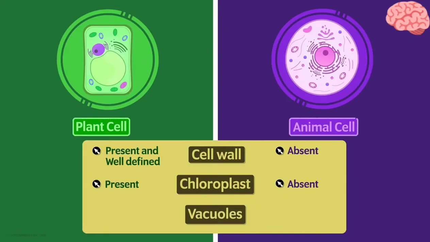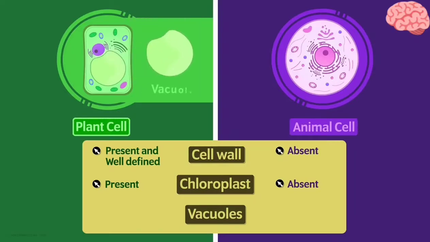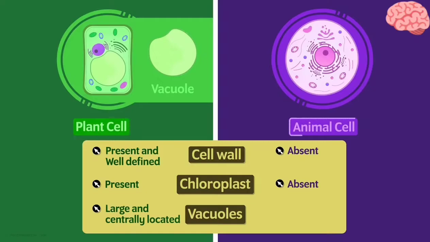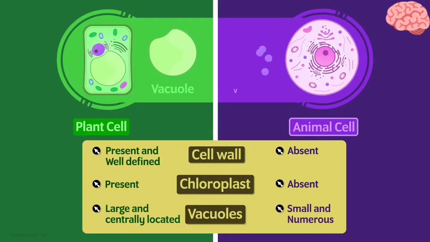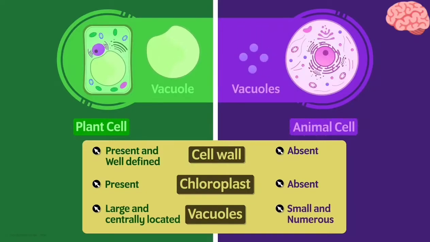Both plant and animal cells contain vacuoles. However, in plant cells, the vacuole is a large one located at the center, while in animal cells, there are numerous small-sized vacuoles. The central vacuole can occupy the majority of the cell space, pushing other organelles to the periphery. The case of animal cells is slightly different. Here, the vacuoles are much smaller in size and they are scattered throughout the cytoplasm.